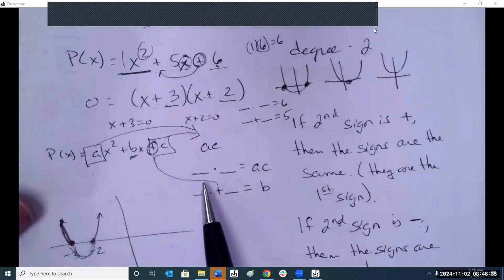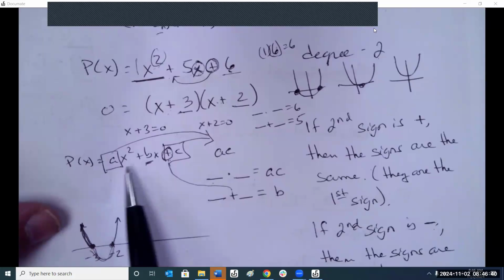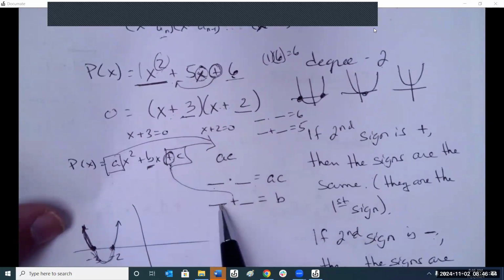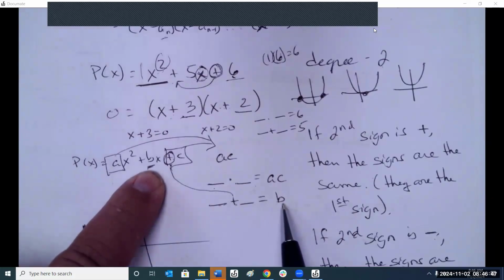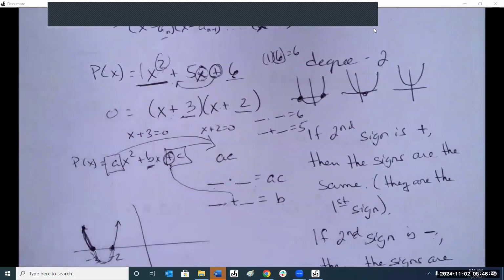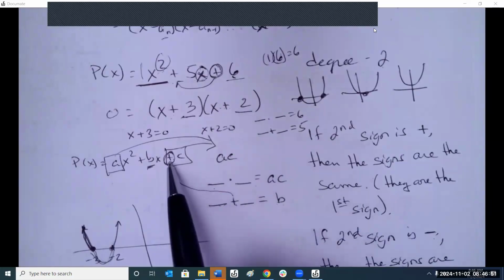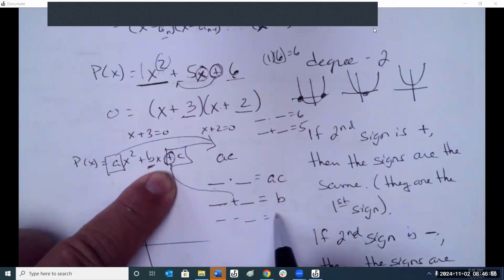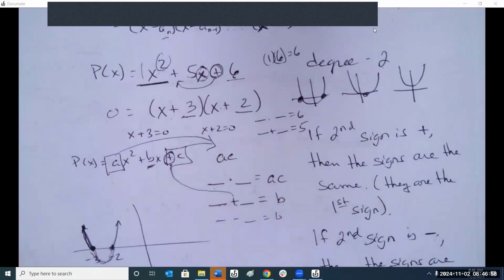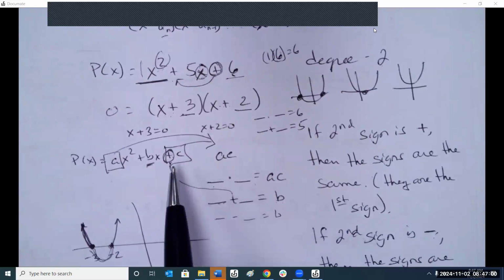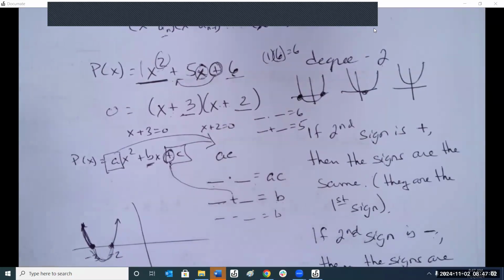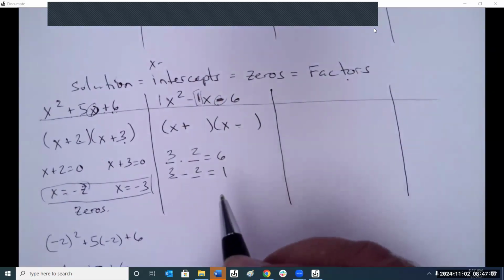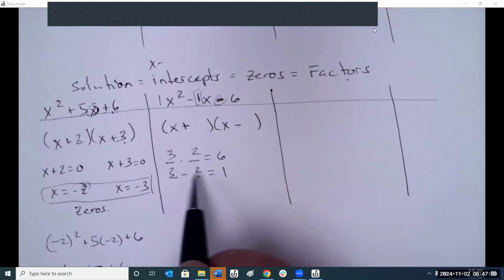What times what gives me the A times C, that whatever this sign is, if I add them, equals B. And if this second sign was a minus, then I have this number minus this number equals B. So the second sign is pretty important. It tells us what kind of signs we're going to be using. So we know that 3 times 2 is 6, 3 minus 2.